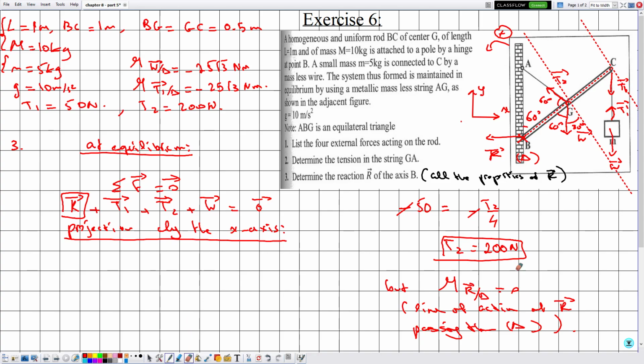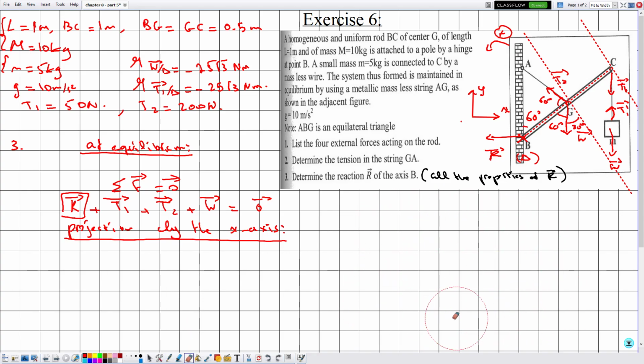Let me determine the projection of each force. Let me start with the weight W, then we have tension T1, tension T2, and the reaction R. No need to determine Rx and Ry now because we know nothing about them; we will calculate them explicitly referring to this equation. As for the weight, Wx is equal to 0 and Wy is minus W. Tension T1x is equal to 0 and T1y is equal to minus T1.